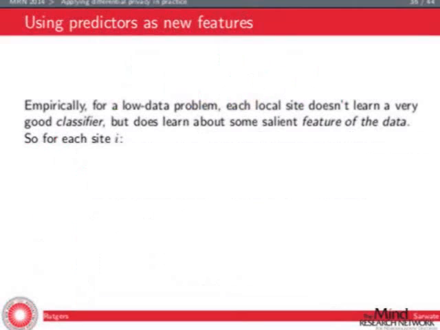The algorithmic insight here is that because every site has a small number of data points, each site is not going to be able to learn very much that's useful about the data. It's not going to learn a very good classifier. But it does learn about some salient feature of the data. It learns about some direction in the data that is important to the task of discriminating between healthy patients and patients with the condition. So for each site, we train a classifier using differentially private ERM. That tells me about one direction in the data which is useful.